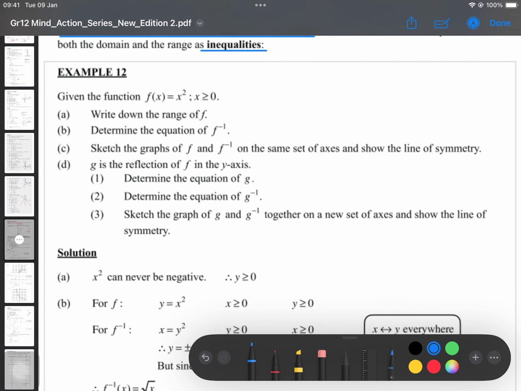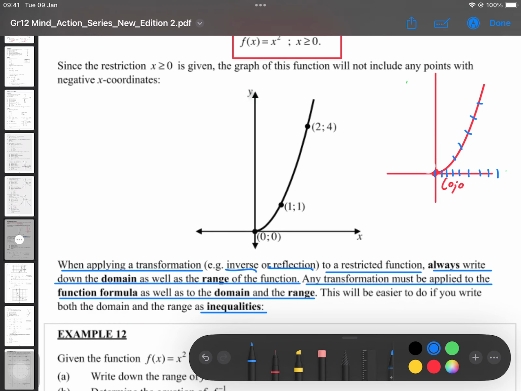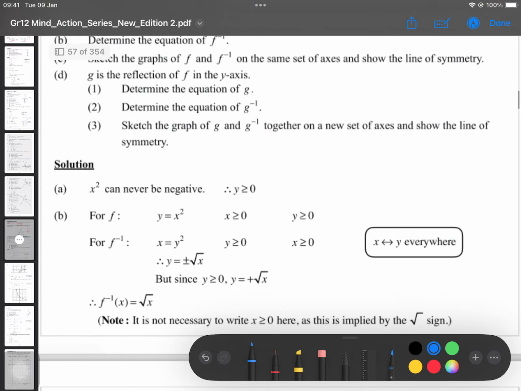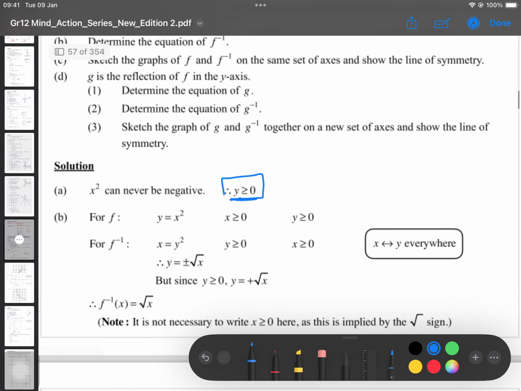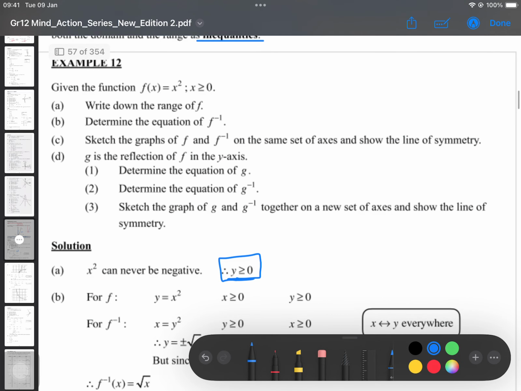Given the function y equals x squared, where x is bigger or equal to 0, basically what we were just talking about, write down the range of f. We saw the sketch is like this. We see that the y's exist from here going up. Down here there's no graph. So it only works from 0 till infinity. So as you can see, y is greater or equal to 0. That's it for the first one.